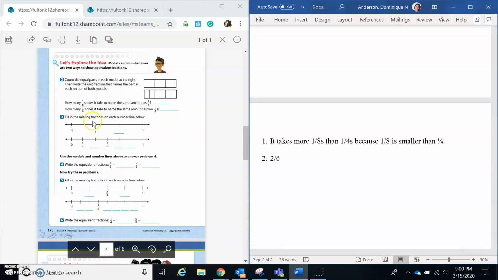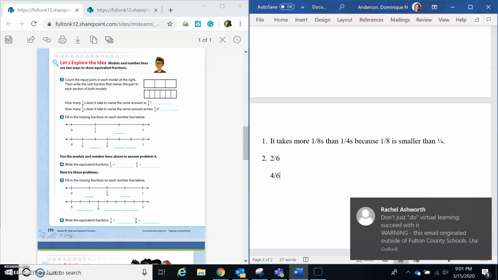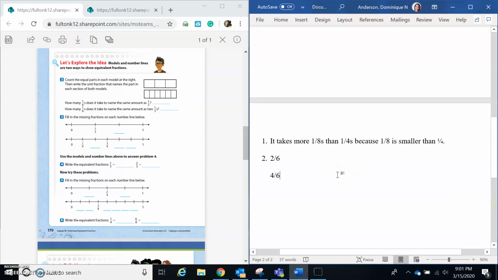Alright, now it says how many 1/6 does it take to name the same as 2 1/3? So I have 1/3, 2/3. So 2 1/3, if I go straight down, that's going to be 1/6, 2/6, 3/6, 4/6. It takes 4/6 to be the same as 2 1/3. Number 3, fill in the missing fractions on each number line below. I'm going to have you do this one on your own because we have been working on fractions on a number line, so I think you can do this.